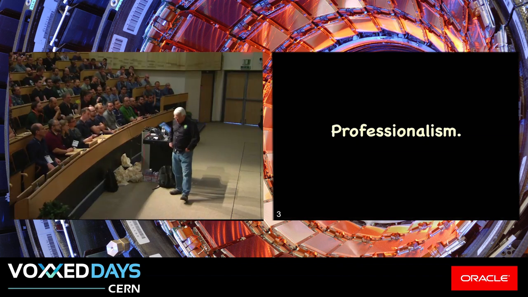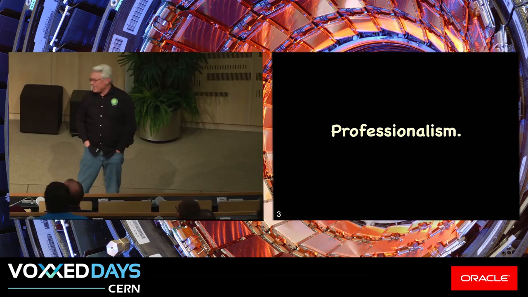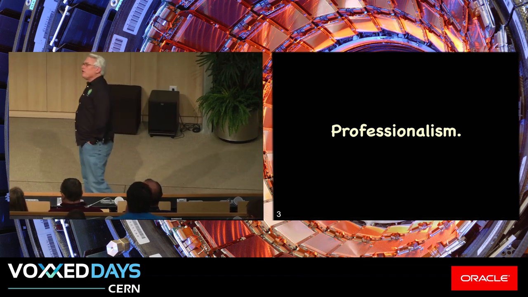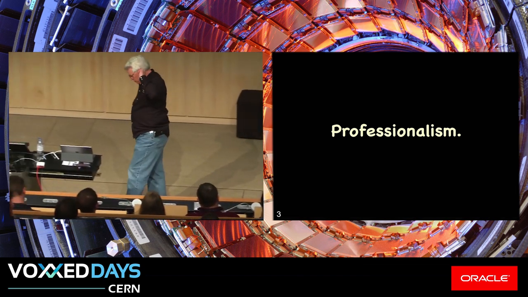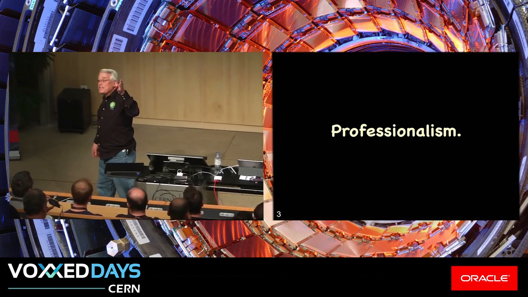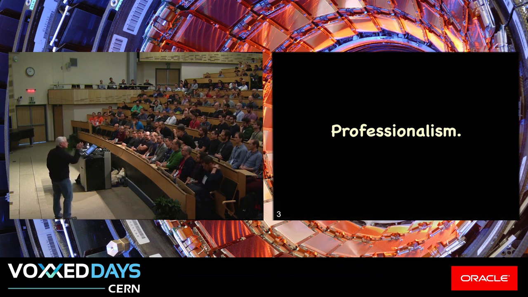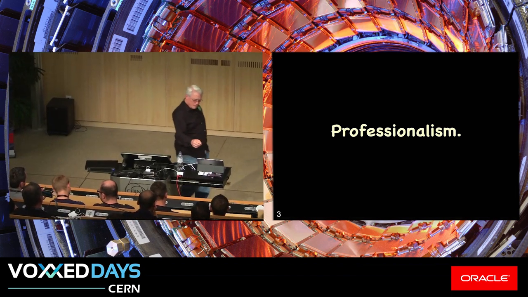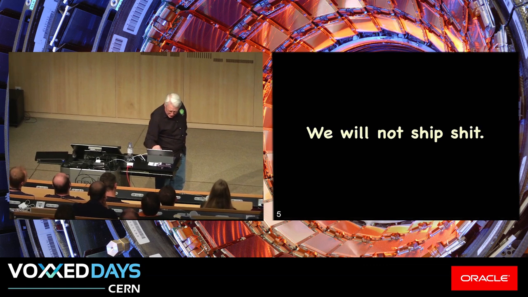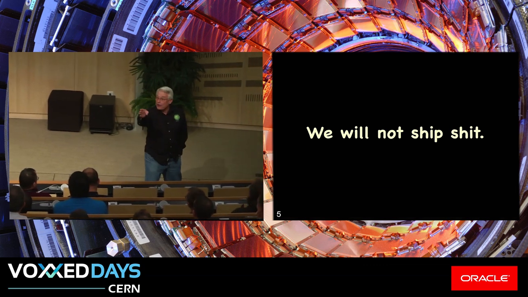What you're going to hear over the next half hour or so are a set of expectations that when you hear them, you will hear them with two ears. The one ear will be the ear of the programmer, and that ear will be yelling at you saying, this is insane. The other ear will be the ear of the normal human, and that ear will be saying to you, well, this is completely reasonable. I expect that we will not ship shit. Now, you can already hear the two ears, can't you?